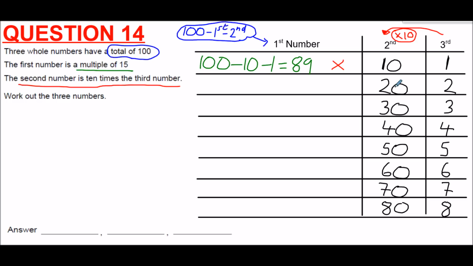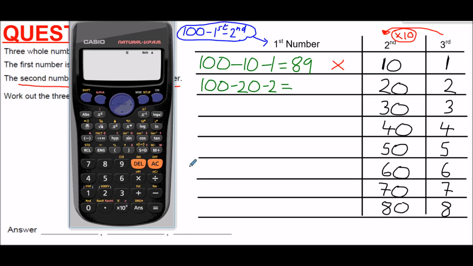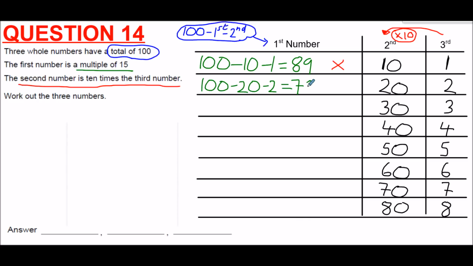If the third and second were 2 and 20, the first number would have to be whatever's left to make it to 100. So 100 take away 20 take away 2 is 78. Now is 78 15 multiplied by something? It's not, because that's not a whole number. And so what do we have as our answer? It was 78. Is that a multiple of 15? No, it isn't.